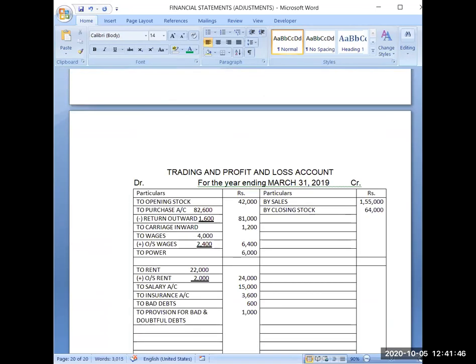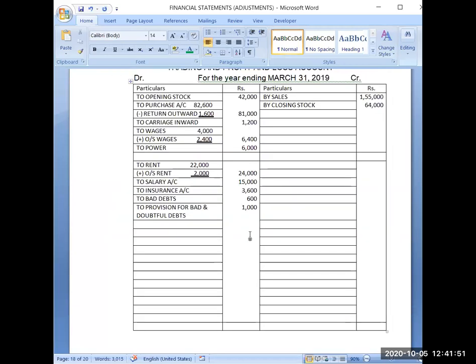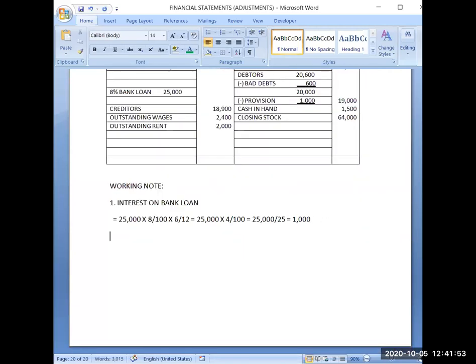Now how will I adjust it? What will be the adjusting entry for this? Because I have to pay this interest, it is my expense: interest on bank loan account debit, because it is a nominal account, to bank loan account. Because I have not paid it, this amount will be added to the loan itself.